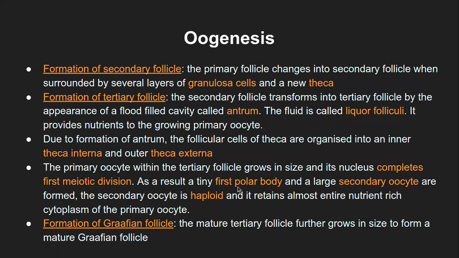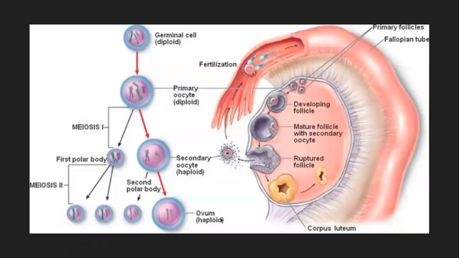As a result, the tiny first polar body and a large secondary oocyte are formed. The reason why tiny and large are mentioned here is that this is an unequal division. Even in the diagram, the first polar body is shown smaller and the secondary oocyte is shown bigger. The reason is that this first half of meiosis is an unequal division. In usual mitotic processes, there is equal division of everything. In this case, there is no equal division.